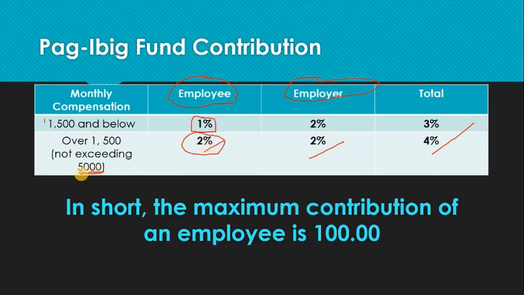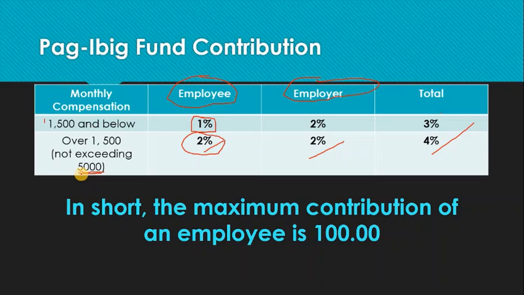Okay? Again, we have two schemes. For 1,500 and below, that's 1% of your salary. And if your salary is over 1,500 but not exceeding 5,000, that is 2%. If it exceeds 5,000, the computation will be based on 5,000 pesos. In short, the maximum contribution of an employee is 100 pesos.